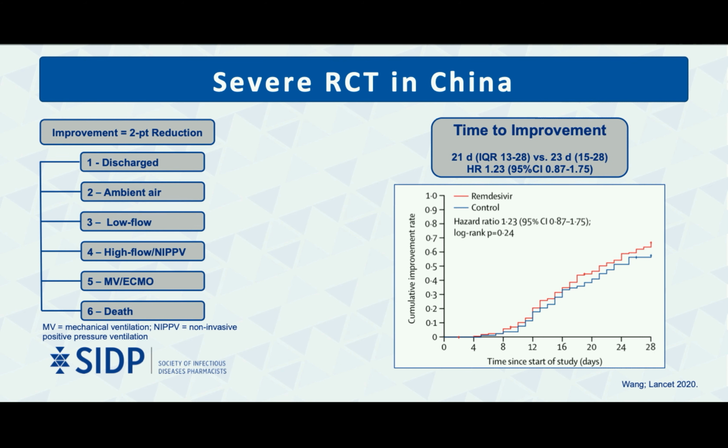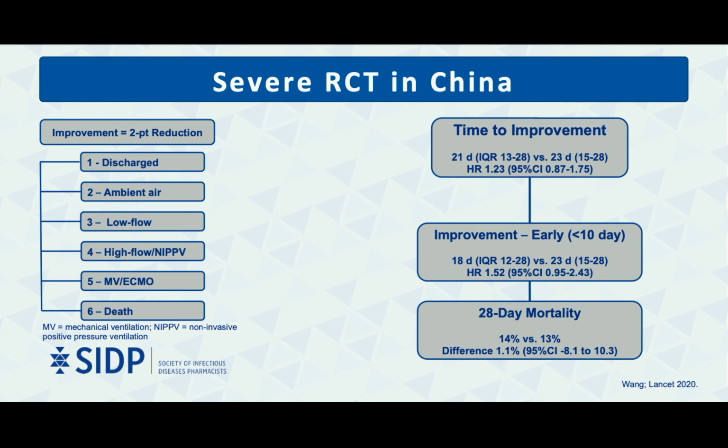So the primary endpoint for this trial was the time to clinical improvement, which was defined as a 2-point reduction in the 6-point ordinal scale listed on the left, which is identical to the one used for the compassionate use case series previously reviewed. For the primary endpoint, there was no significant difference detected for the reduction in time to clinical improvement between remdesivir and placebo. The median times to improvement were 21 and 23 days respectively, with a corresponding Cox proportional hazard ratio of 1.23 and a 95% confidence interval of 0.87 to 1.75.